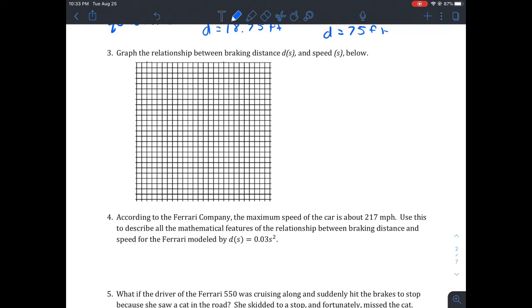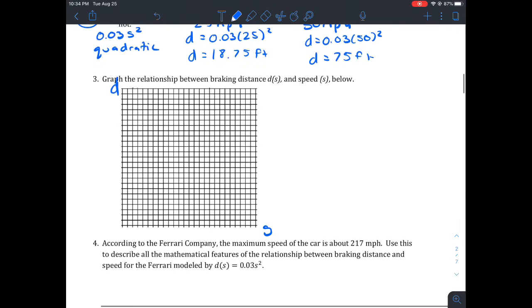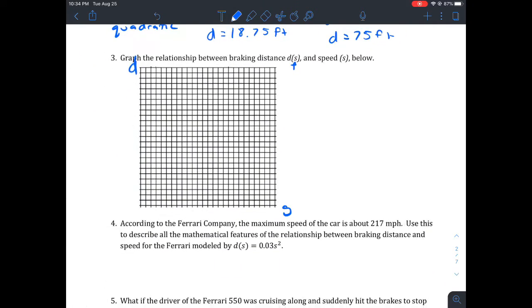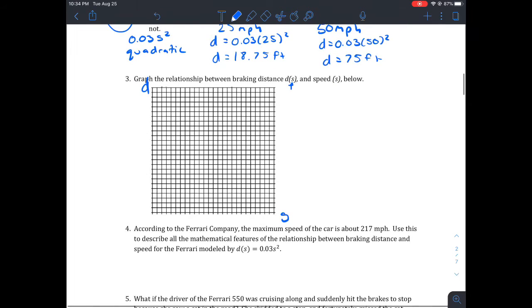All right. So now they said, go ahead and graph the relationship between distance and speed. They want our speed on the x-axis and our distance on the y-axis. How do we know that? It's because speed is inside of the function. That means that that's our input, and the input is always on the x-axis.